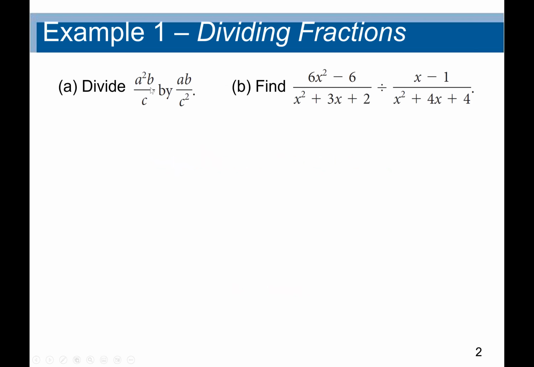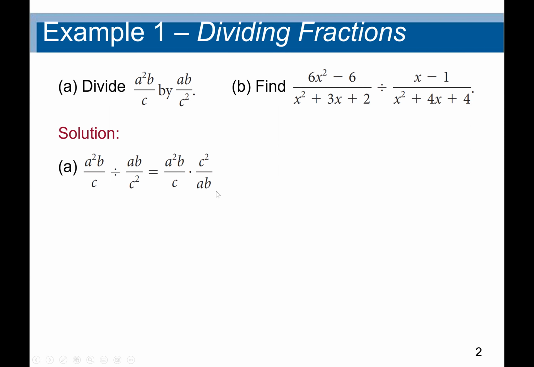So in our example 1, we have a squared b c divided by a b c squared. Since we are dividing, we can change the division sign to multiplication by turning a b over c squared upside down, or finding the reciprocal of it. So this will give us a squared b divided by c times c squared over a b.